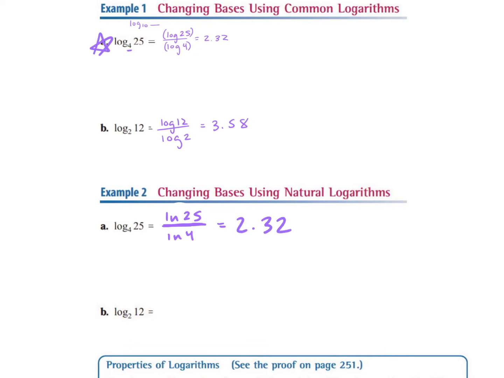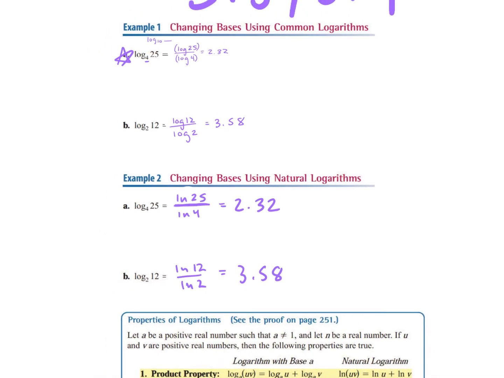And then what about for B? If we did ln of 12 over ln of 2, same thing, 3.58. Awesome. So it works either way. You can do logs or you can do ln's. So that's our change of base formula.